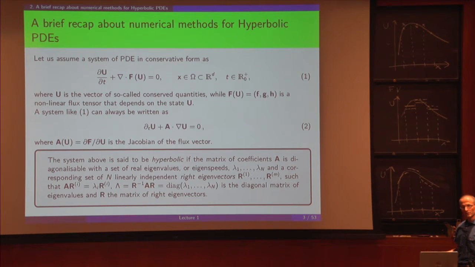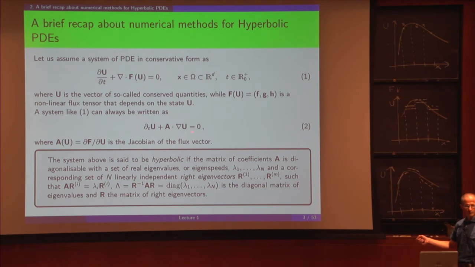Physically, these eigenvalues express the speed at which perturbation propagates in your system. So they have a very precise and important physical meaning. Now note please that from 1 you can always obtain 2. So in this sense they are equivalent.